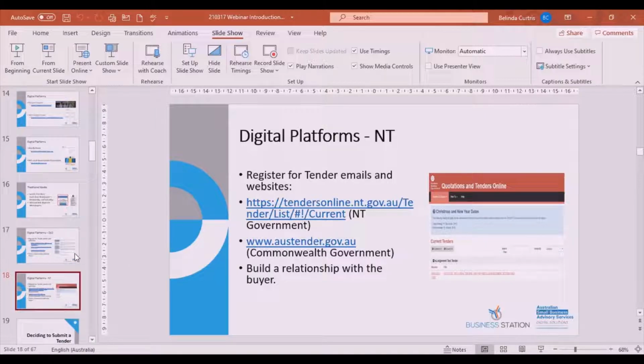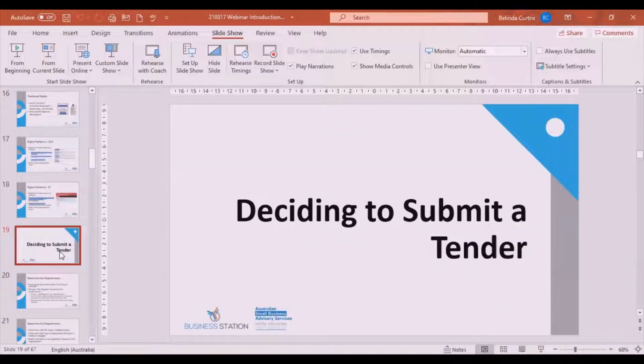So go and register for those websites free of charge and just get an idea as to what tender opportunities are available to you. Once you've registered for those websites, you will start to receive notification of tenders that match your criteria, and this is where you can get an opportunity to have a look at a tender document to see if it's something that you would like to put a bid on.